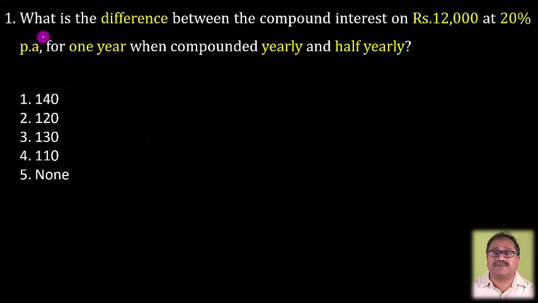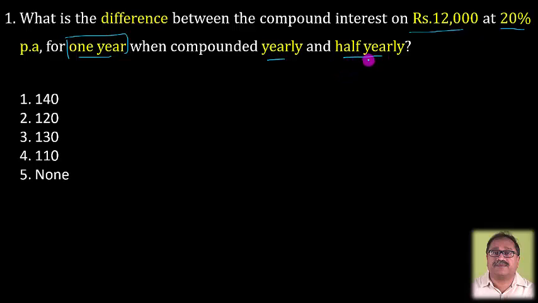Let's work out this question. This is one of the basic questions on compound interest. What is the difference between the compound interest on rupees 12,000 at 20% per annum for 1 year when the interest is compounded yearly and half yearly?